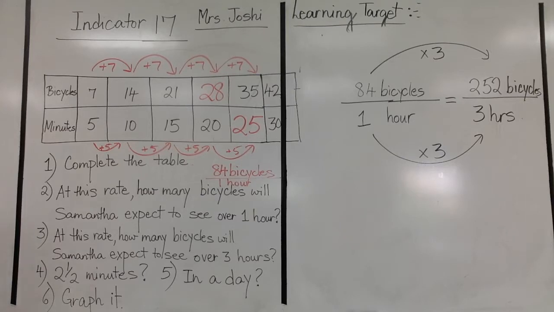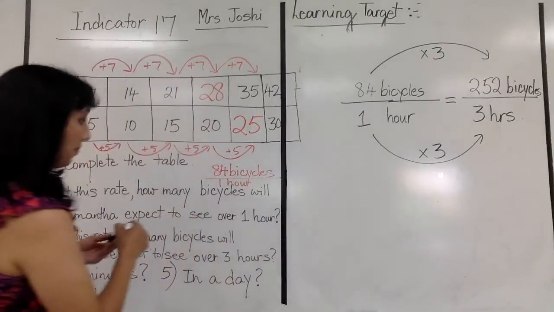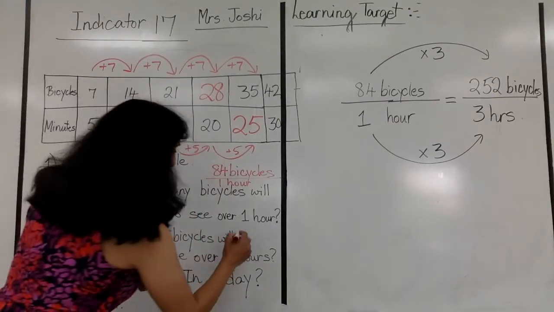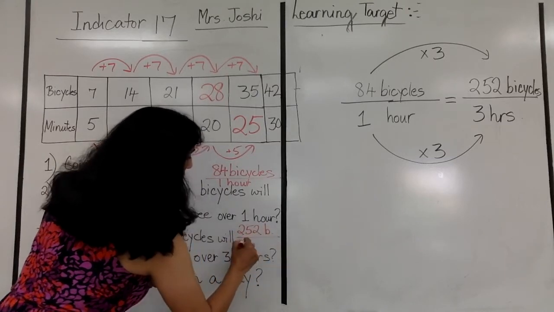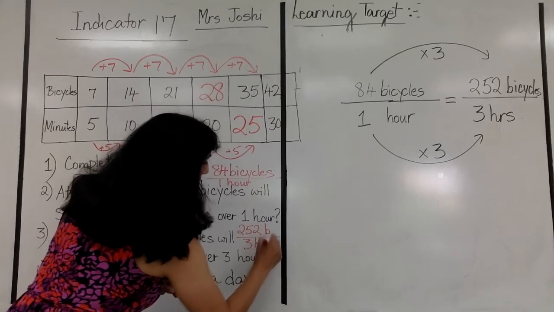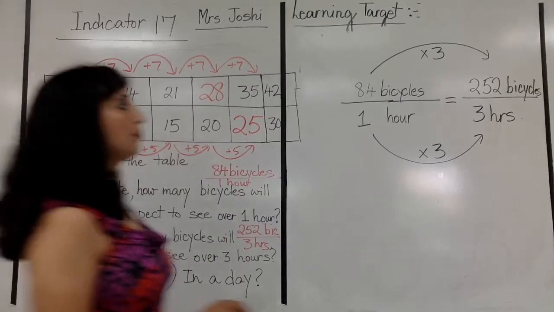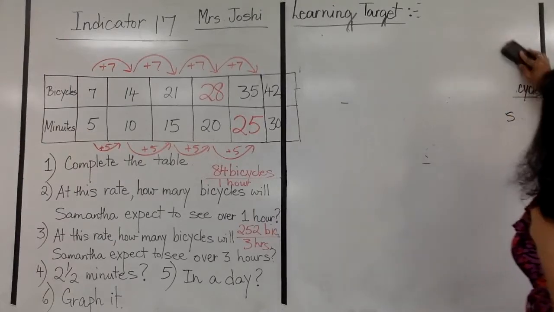All right. Then it's asking, at this rate, how many bicycles will Samantha expect to see in 2.5 minutes? Listen to this one very carefully. Okay, in 2.5 minutes. So we have the rate. Let me go ahead and first write this down. For the 3 hours, we had 252 bicycles over 3 hours. Okay, so you can see what I'm doing. And now we're talking about 2.5 minutes.